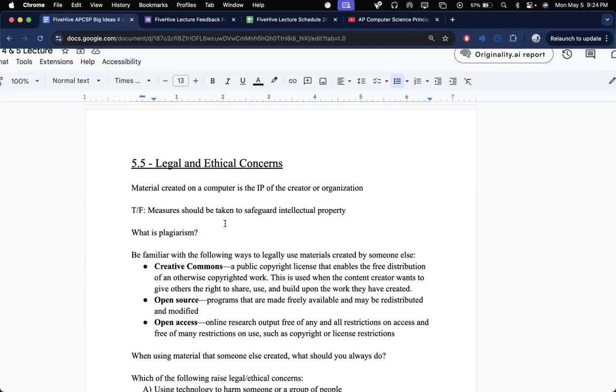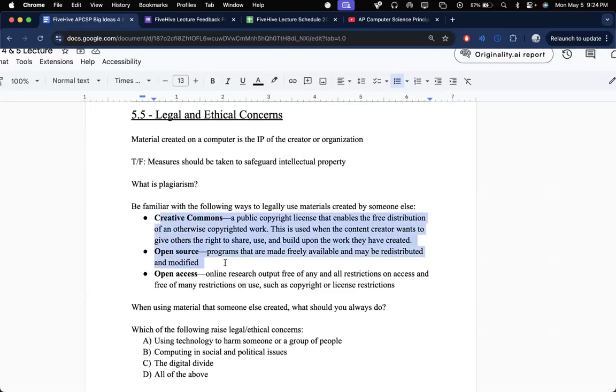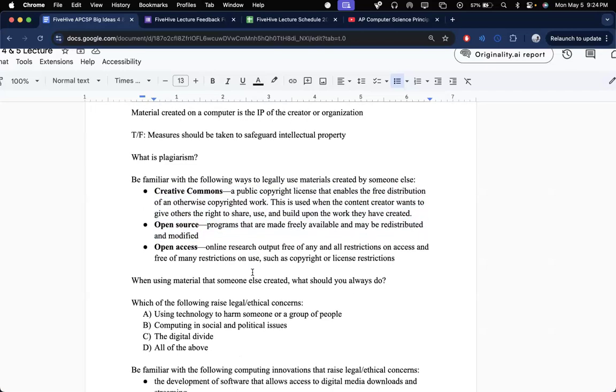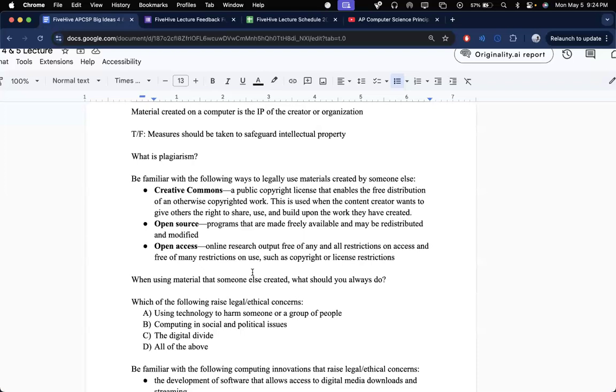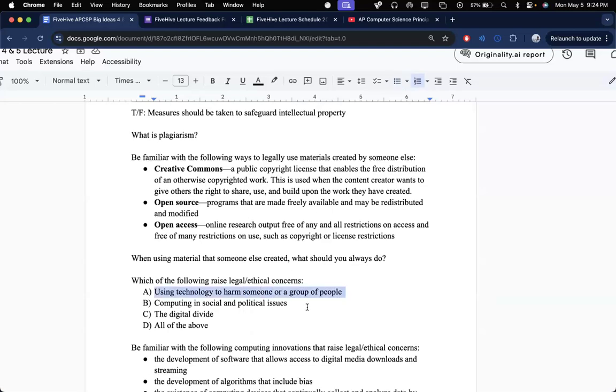Some other things that we didn't mention that are in the CED that you should know: Creative Commons, open source, and open access have all, so all three of these, have all enabled broad access to digital information, right? And as with any technology or medium, using computing to harm individuals or groups of people raises legal concerns.